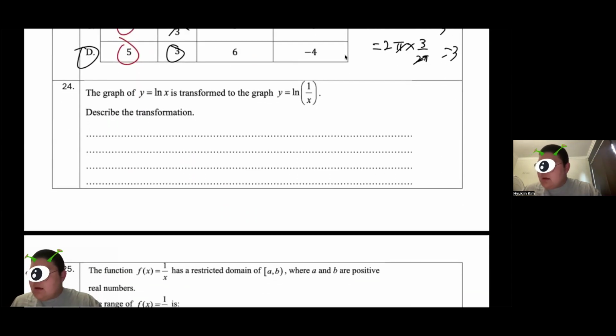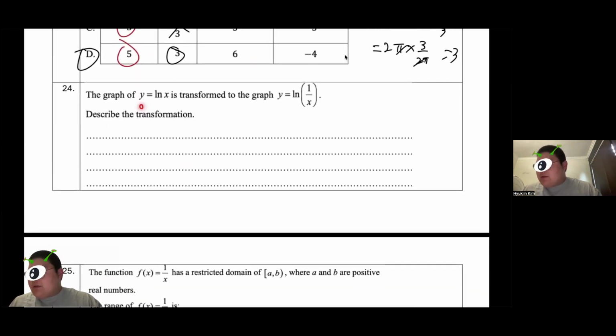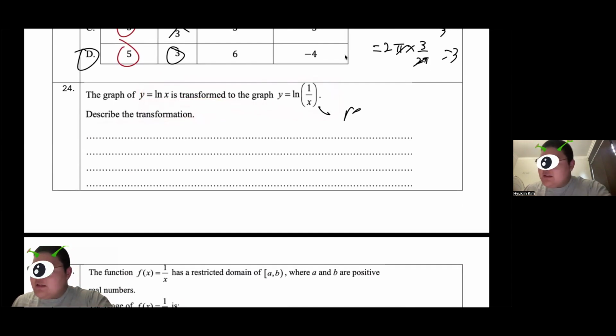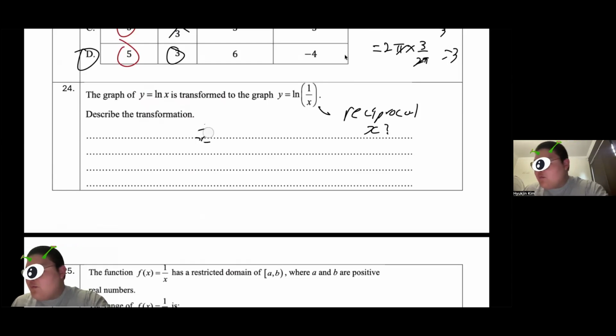Okay. The graph of y equals ln x is transformed and becomes ln of 1 over x. Describe the transformation. What? We have never done reciprocal input before. We have never done that. We have done 1 over x as a graph alone, but that's pretty okay. We have never done this.